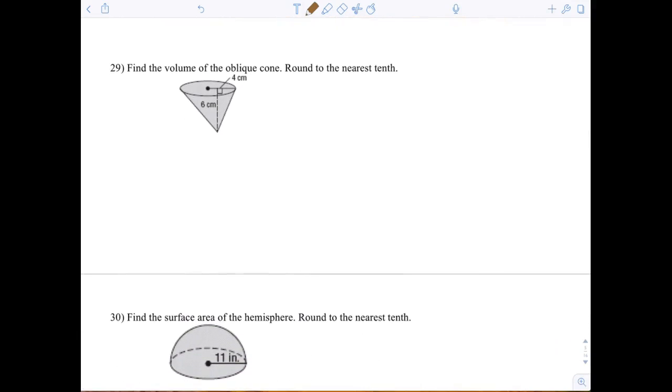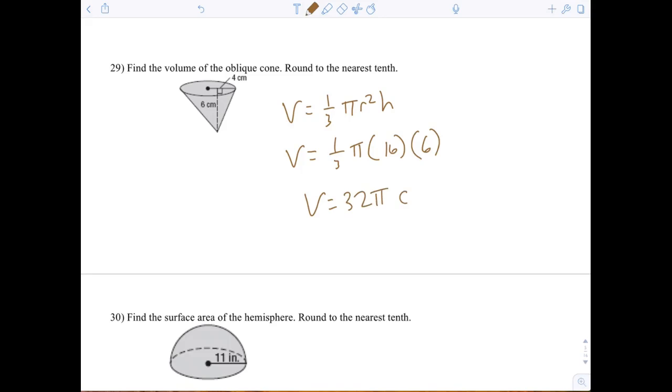So don't be confused by number 4. It's still volume equals 1/3 pi r squared times h. 1/3 pi times 16 times 6. So volume was what? That's what I got, 32 pi. Everybody okay with that? Straightforward, simple.